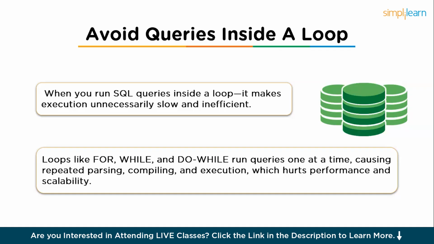But why is this a problem? Because loops like for, while, and do-while execute queries repeatedly, one at a time. This means every query has to go through the full process of parsing, compiling, and execution for each iteration. As a result, performance takes a huge hit and scalability suffers. The better approach is using bulk operations. Instead of running queries inside a loop, batch process them all at once. SQL is designed to handle bulk inserts and updates, which is far more efficient than executing a query repeatedly.